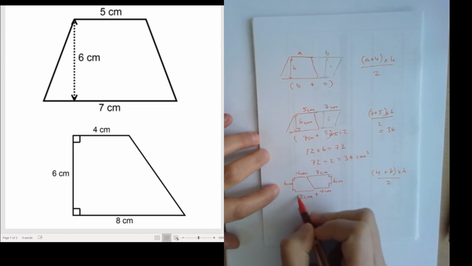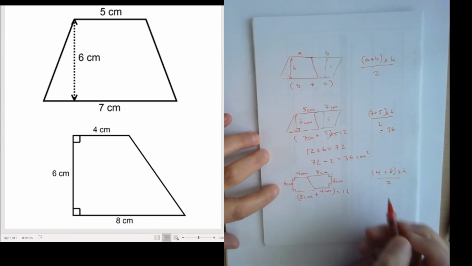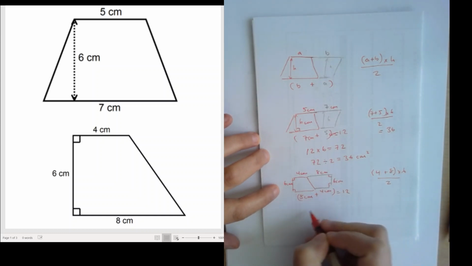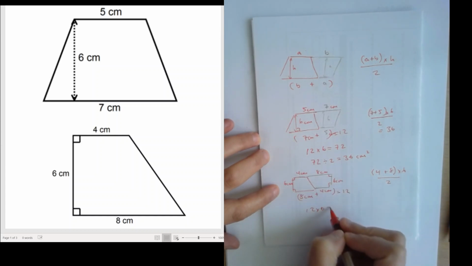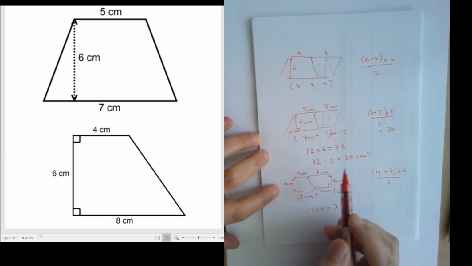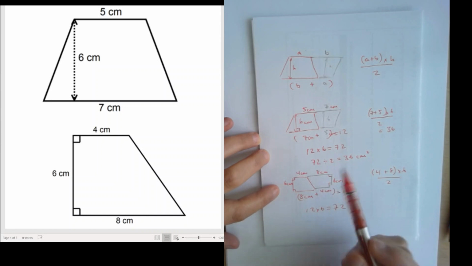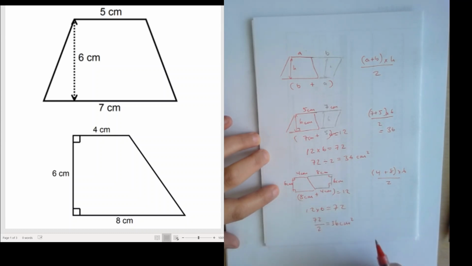So first thing I want to do is add these up. So I've got 12 again. I'm going to multiply by the height, so 12 times 6, I've already done it out there, which is 72, but I don't want the entire rectangle, I only want half of it. So 72 divided by 2 is 36, and they're still talking about centimetres, so centimetres squared.